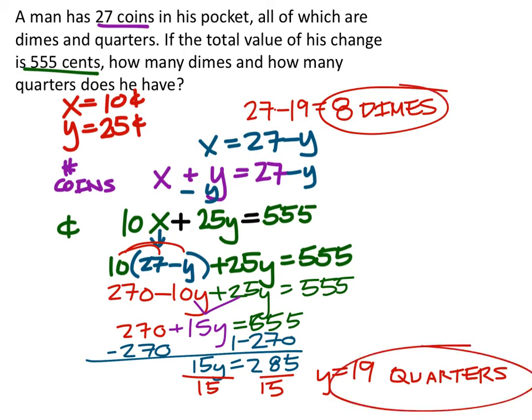And we could just make sure that it does equal 555 cents. So 80 cents from the dimes, and then 19 times 25, yeah. This adds up to 555, and it checks out, which we would want on an exam.